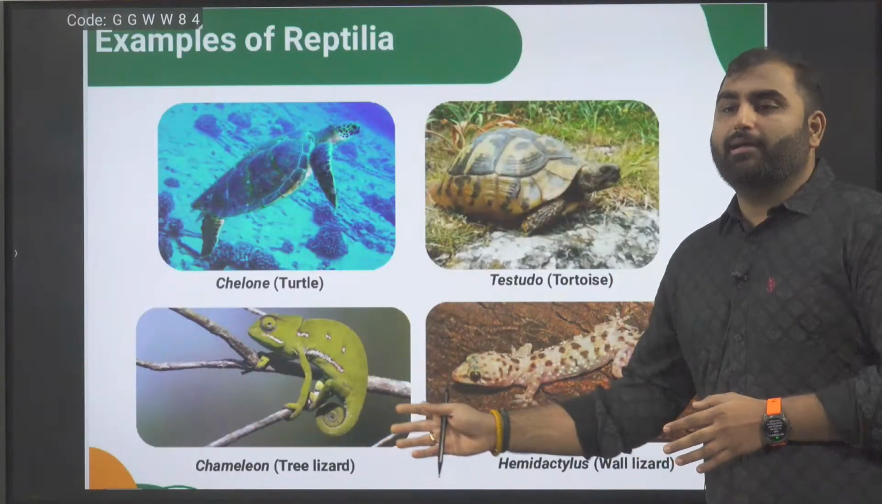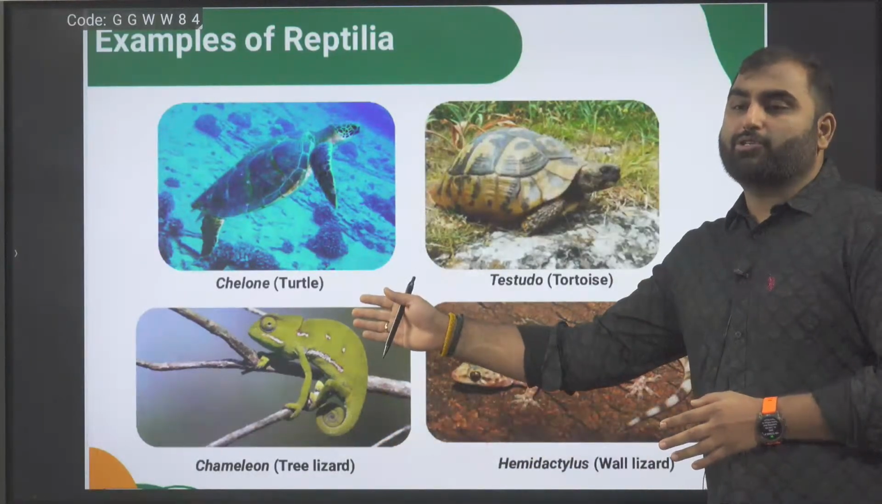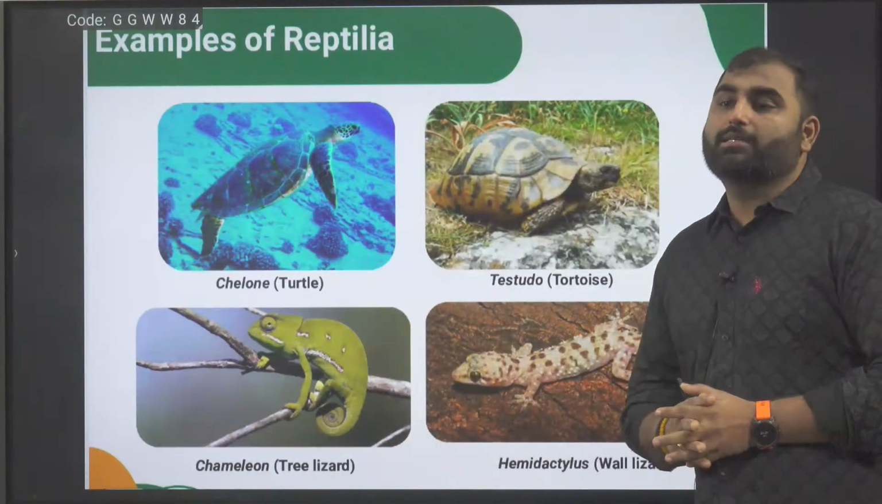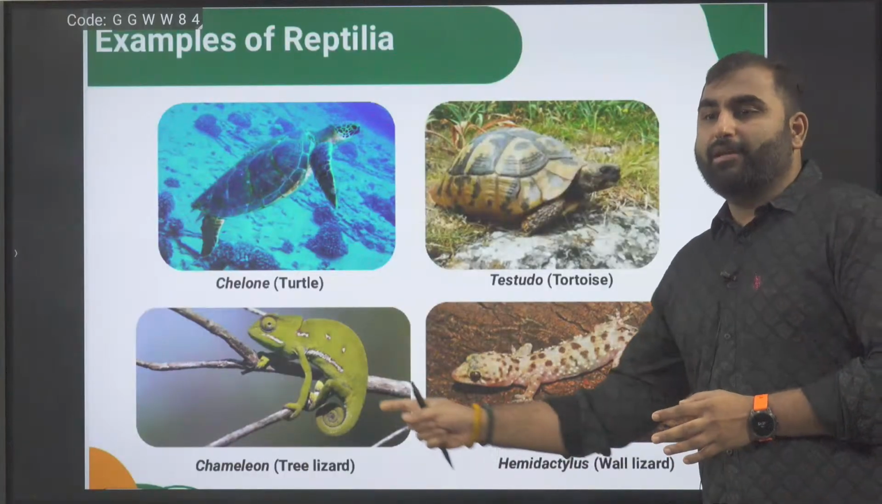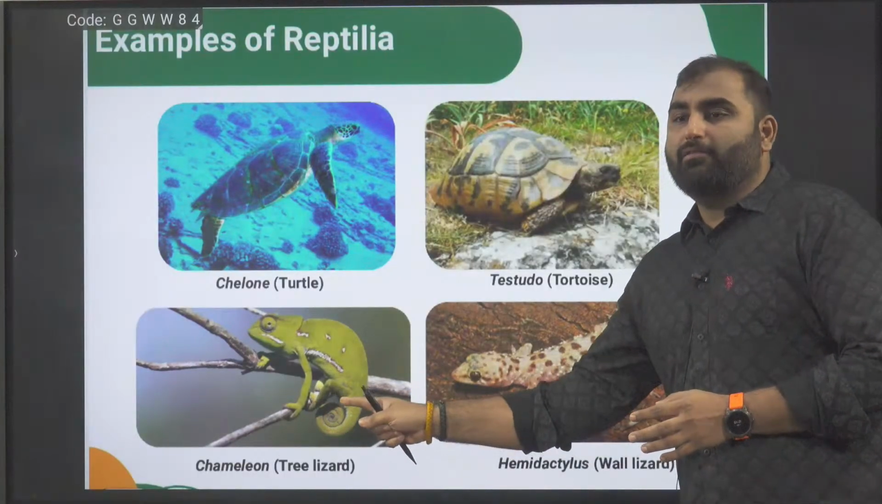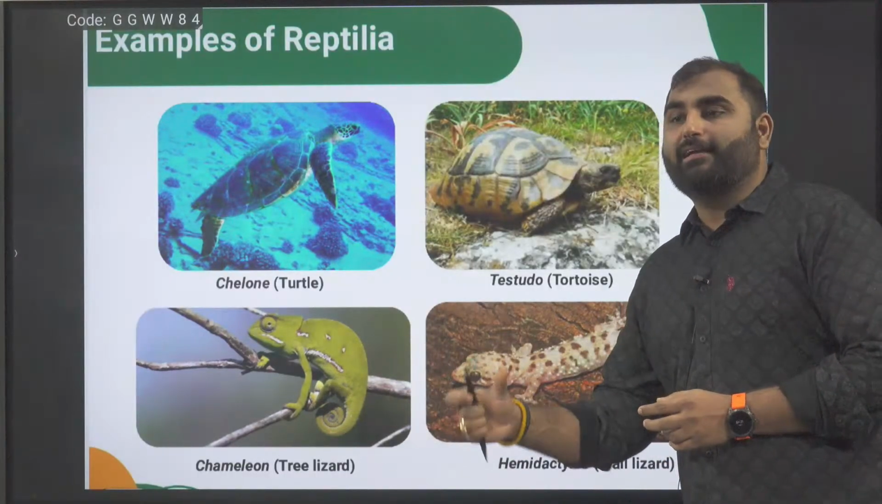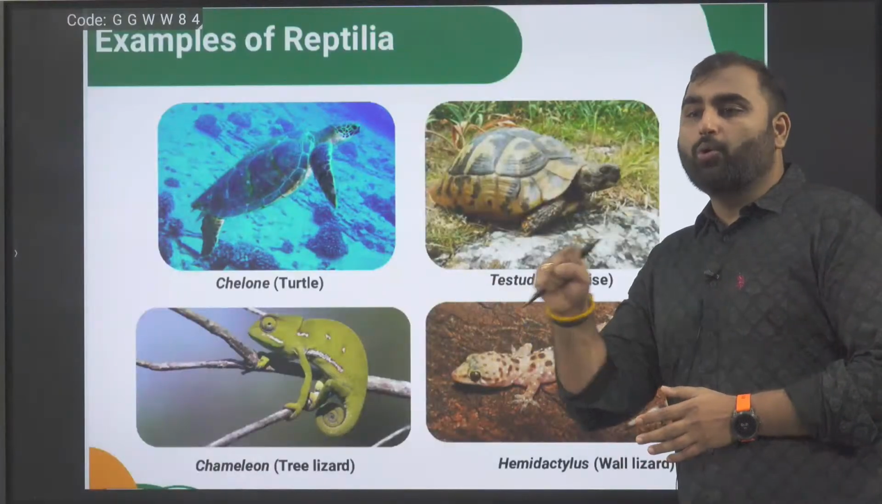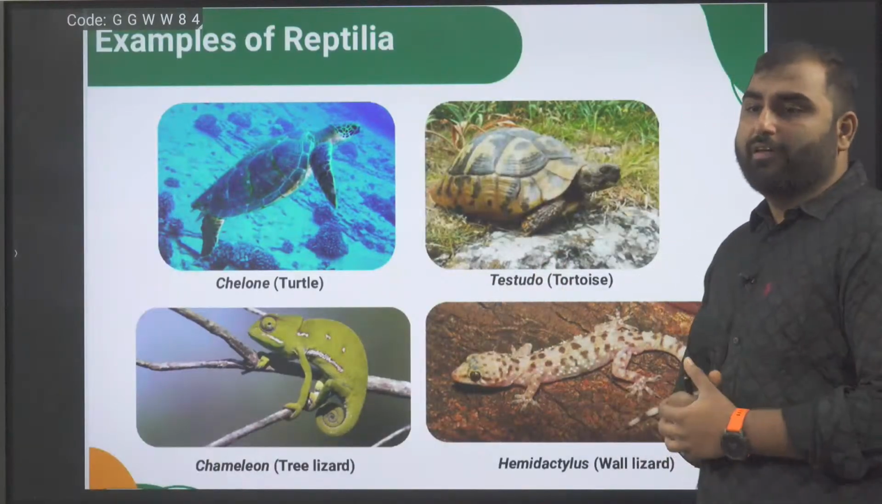Then we have the chameleon, the tree lizard. This was what I was talking about. It gives birth to young ones. And they have a very strong tail, a prehensile tail, which has a very strong grip and holds the tree branches so they don't fall off very easily.